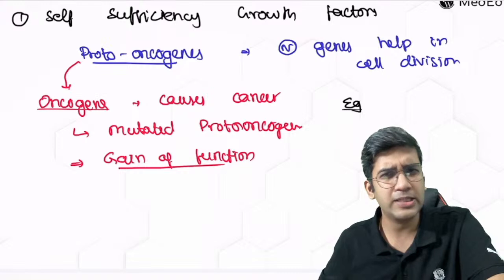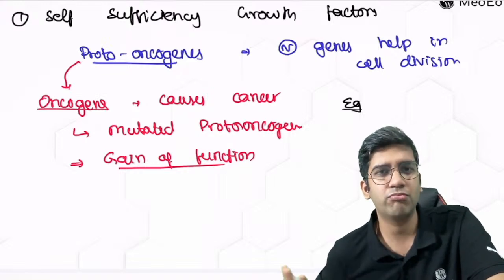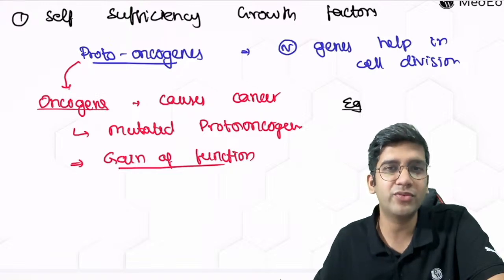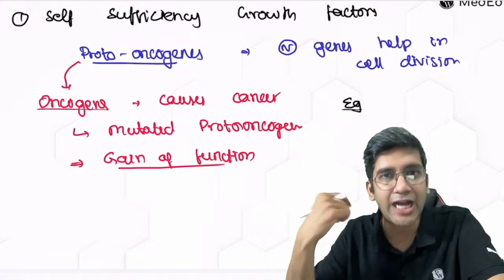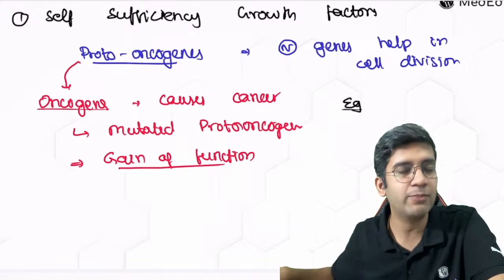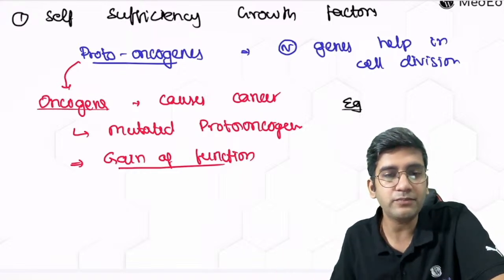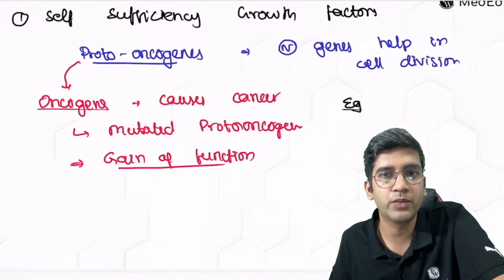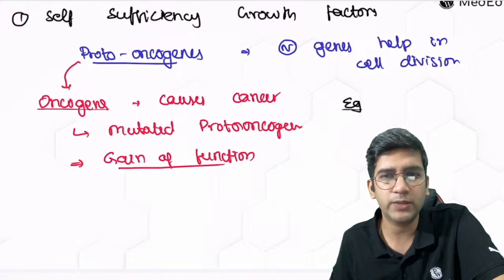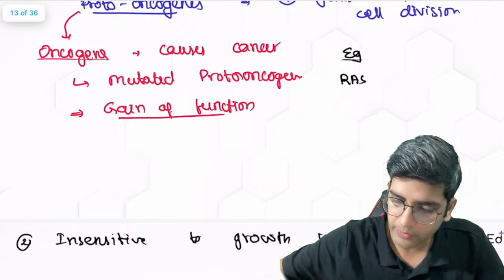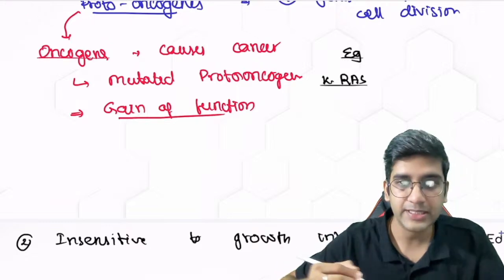Okay, so one or two examples are more than enough. If you remember, that's very good. I'm sure you remember more than 2 or 3 examples in proto-oncogene. I'll just ask you the question. You're going to tell me, and I'm going to write it, right? What's the commonest proto-oncogene mutated? Can anyone comment on that? Commonest proto-oncogene mutated. Anyone? It's RAS, right? RAS is the commonest proto-oncogene mutated.